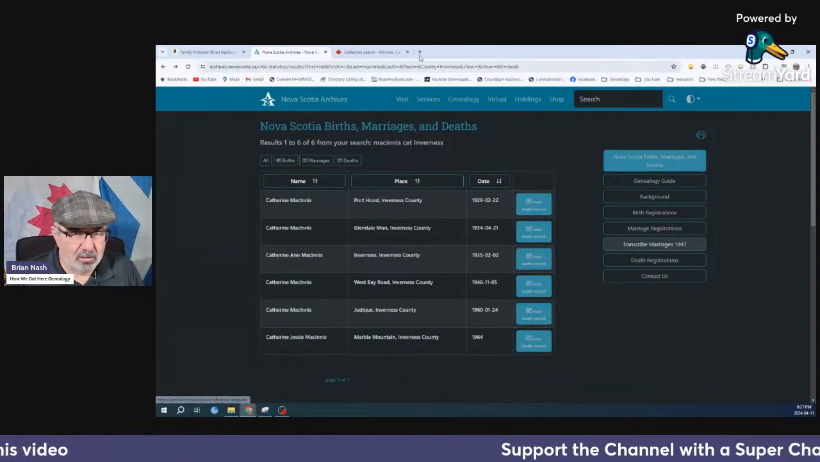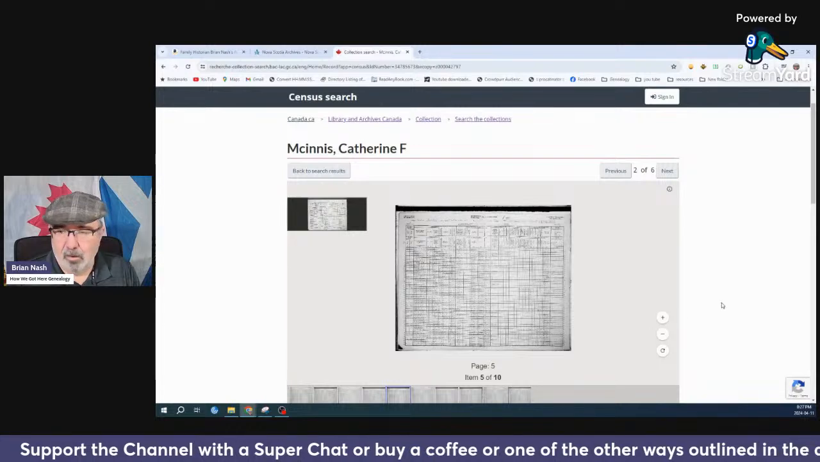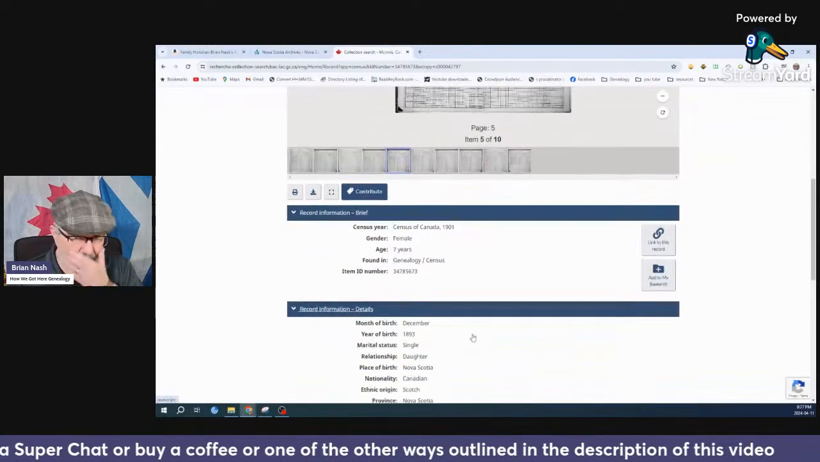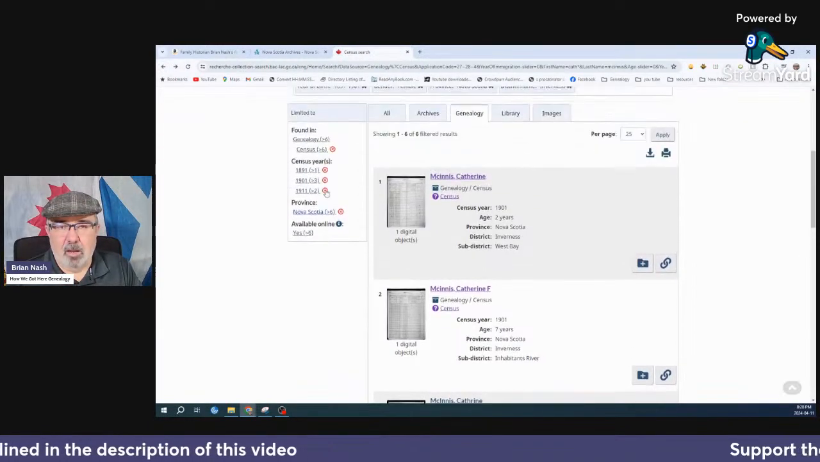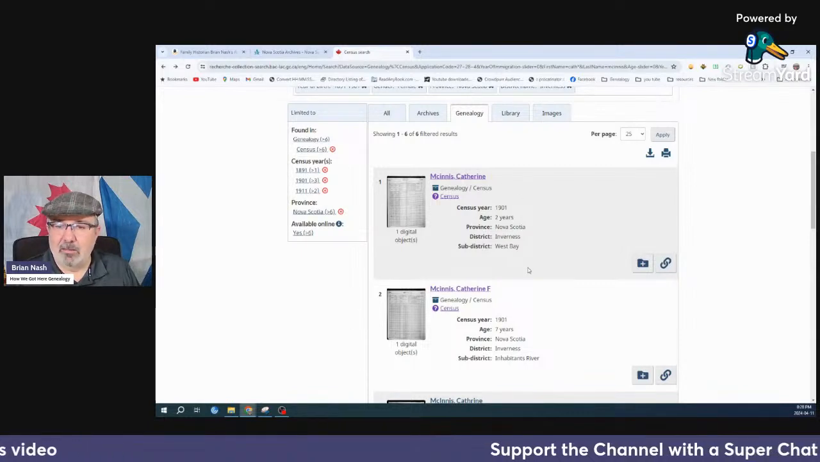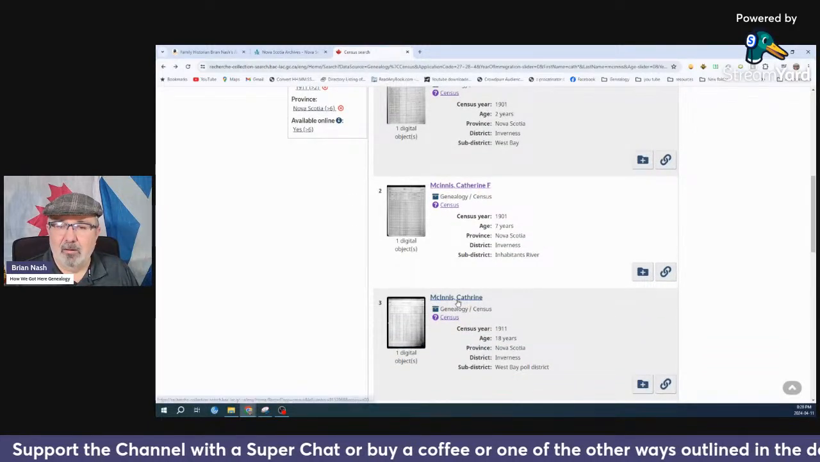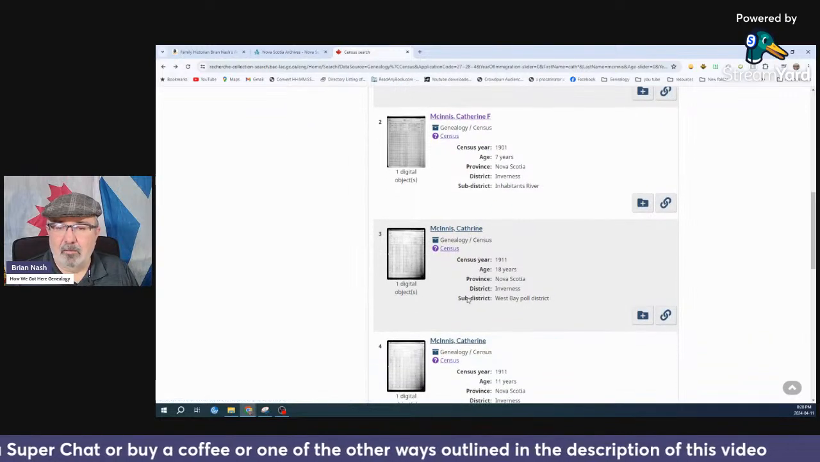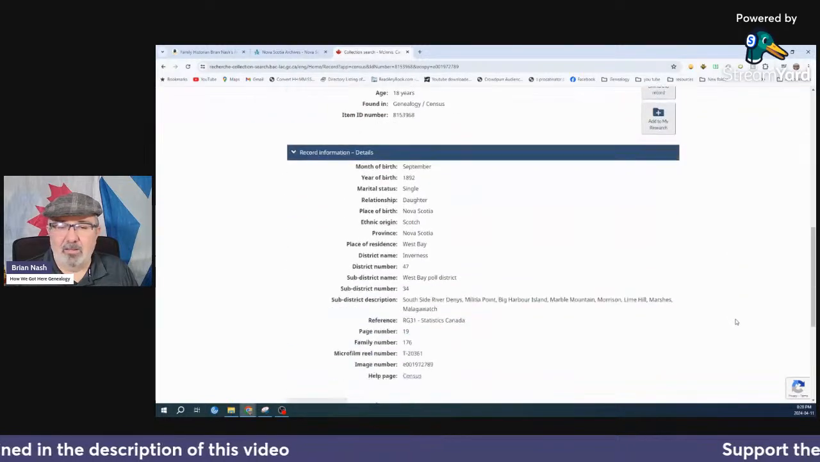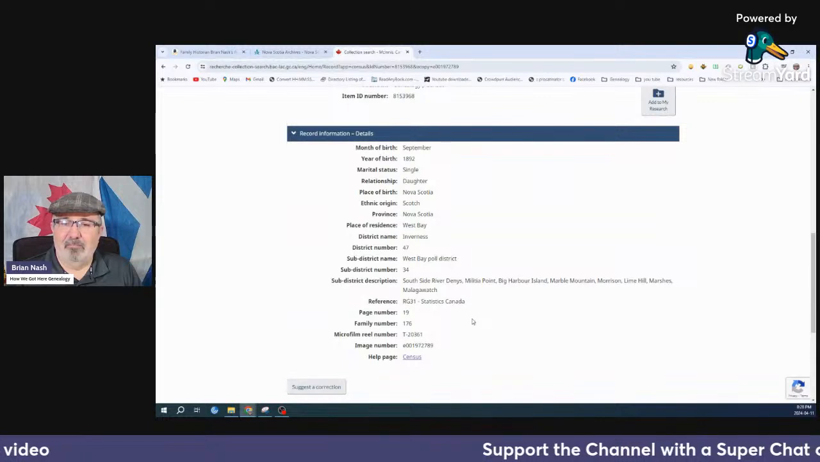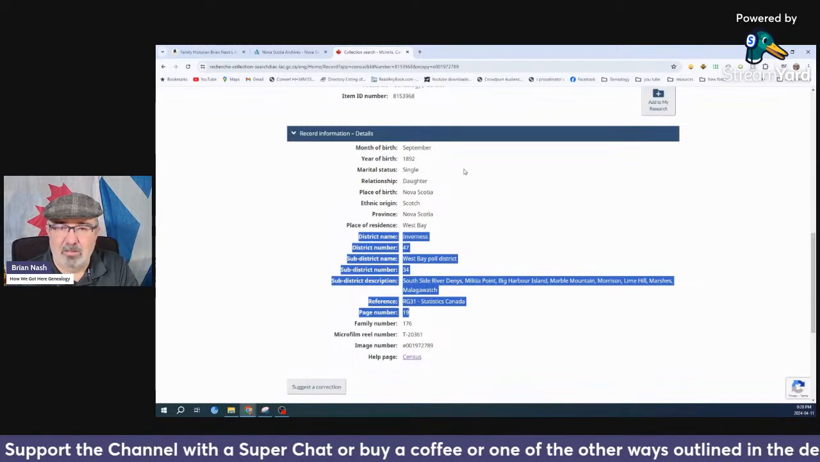I'm going to actually go back to my census here because we do have some more information here. So this is my great-grandmother, Catherine McGinnis, right? So this here, I was looking at 1893. And that was the 1901 census. So in the 1911, she would be 17, possibly 18. And see here, I have Catherine. So let's look at her there. And again, that's just a mistype there. Or misread actually.